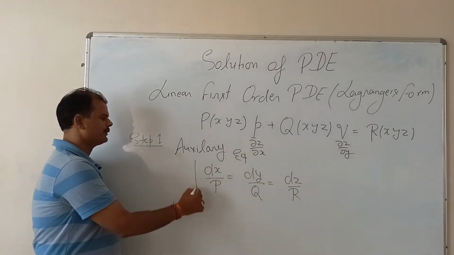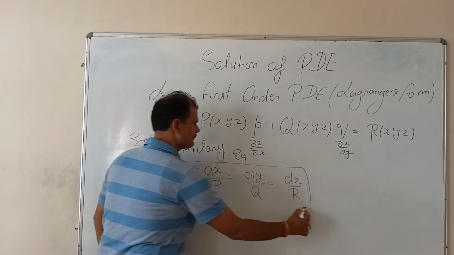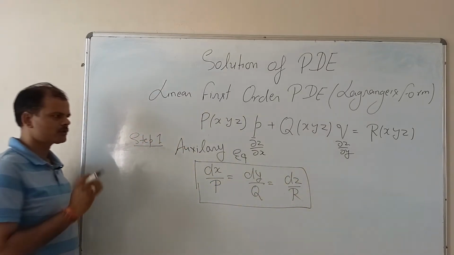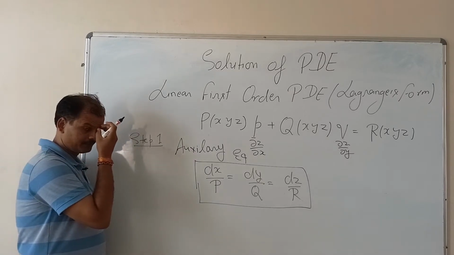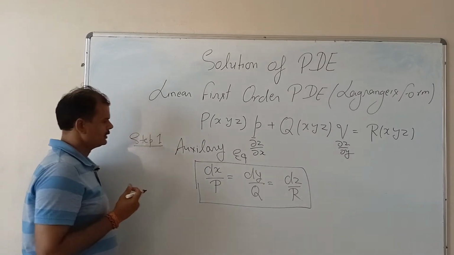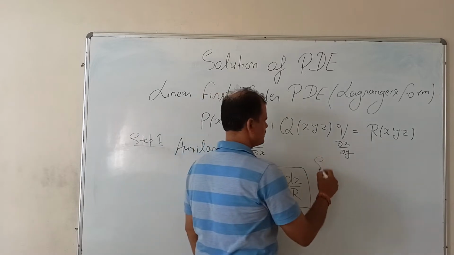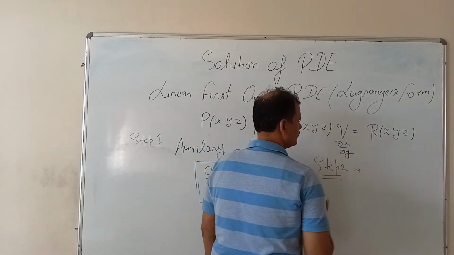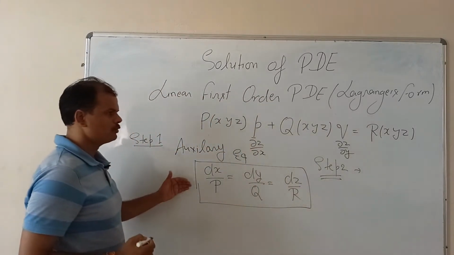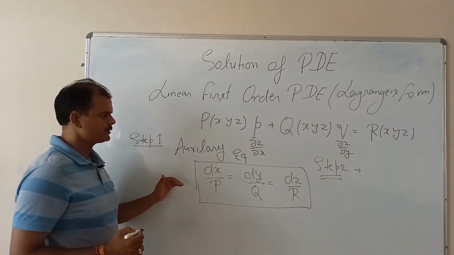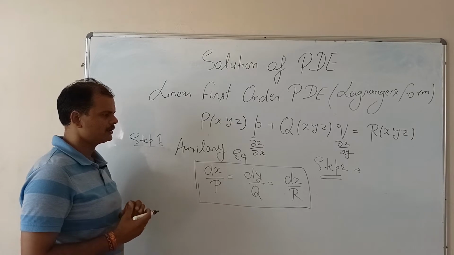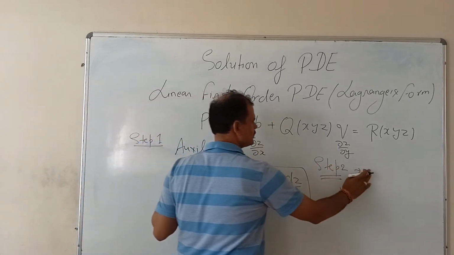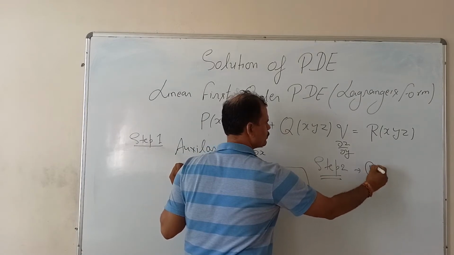So here we have these three fractions. Okay, now in step 2 we'll try to solve these ratios. So step 2, solution of this auxiliary equation. There are three ways to solve this one. So first we have the grouping method.